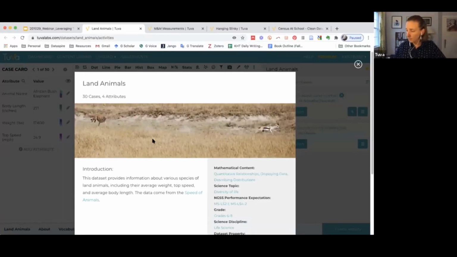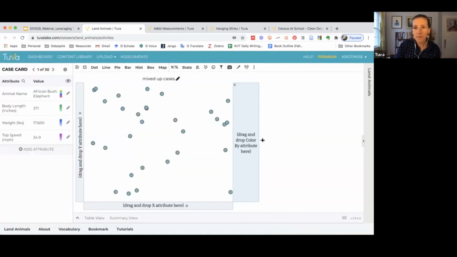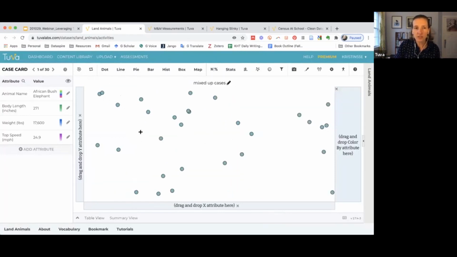This first data set we're looking at is of land animals, a fun data set. And so it's got a variety of different information about a range of different animals, 30 different land animals that we have. And so we're coming in, we can look at the data. I'm just going to open that up so we have more space to look at the actual data.